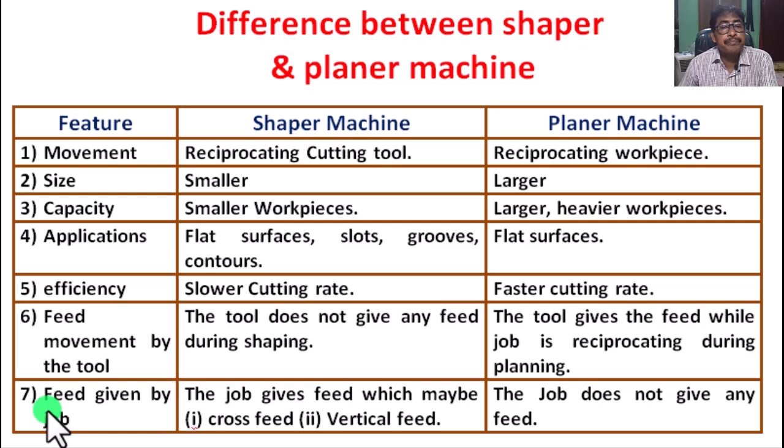Number 7, feed given by job. In shaper machine, the job gives feed, which may be number 1, cross feed, number 2, vertical feed. For planer machine, the job does not give any feed, and also in shaper only one cutting tool is used, but in planer machine more than one cutting tool may be used.